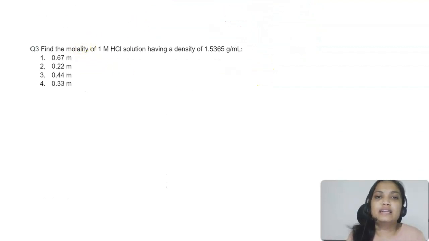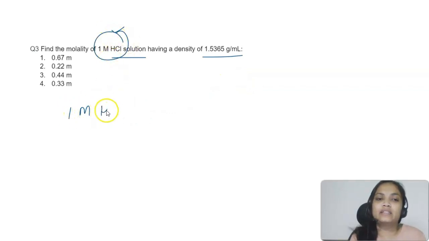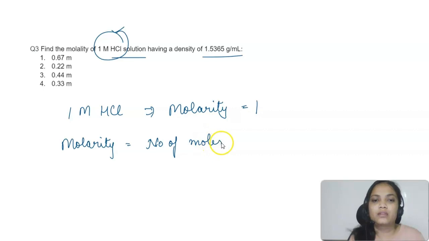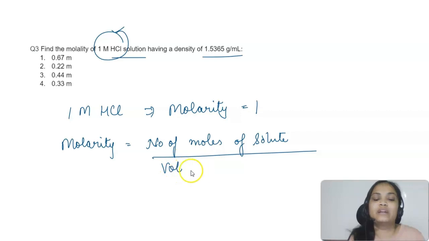The question is: find the molality of a 1 molar HCl solution having a density of 1.5365 gram per milliliter. So you have been given 1 molar HCl, meaning the molarity of this HCl solution is 1. Let's revise molarity. Molarity is the number of moles of solute dissolved per liter of the solution, where the volume of solution is taken in liters.